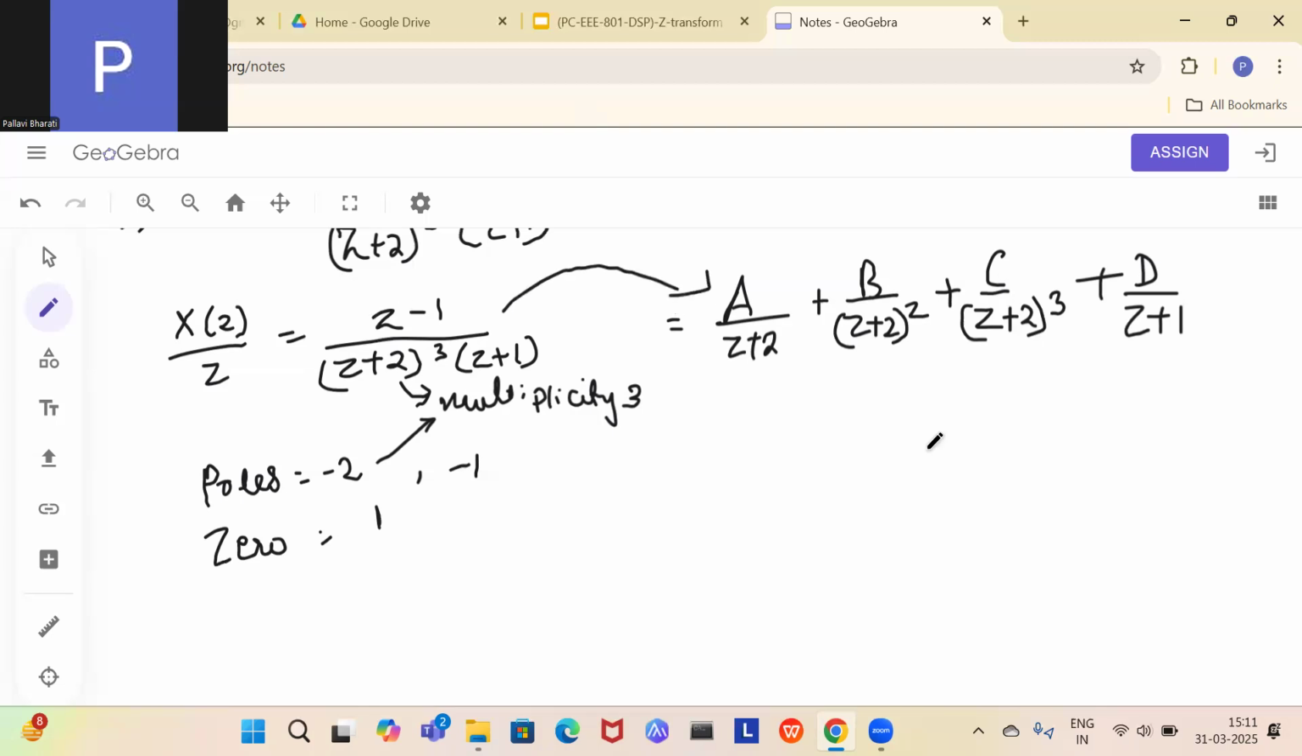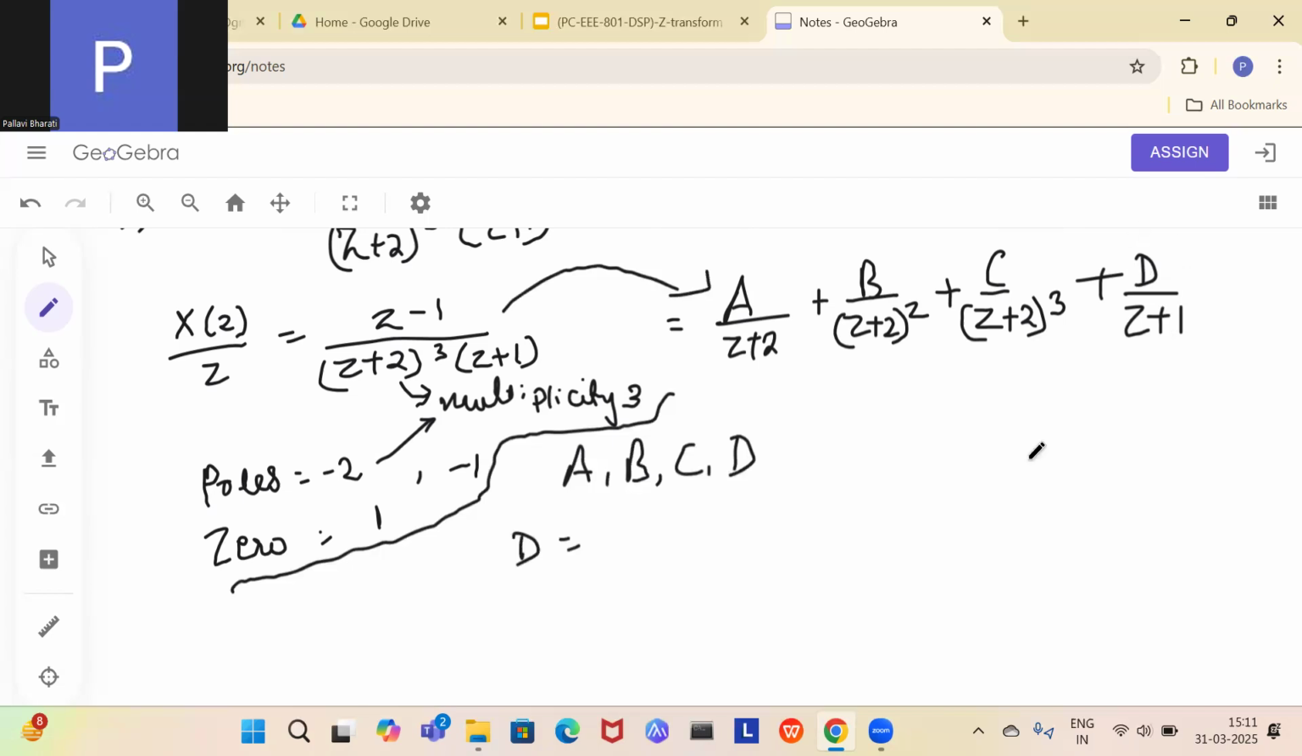Okay. Now, the next step is that we need to find out A, B, C, and D. So let's first find out D because that is very simple. We did it, right? So this full thing is equal to this one. And we need to find it out. What we need to find out is D.